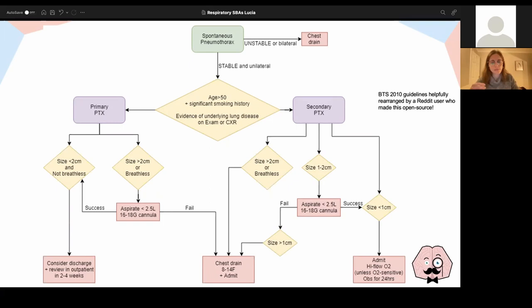Now, if it's a 1 to 2 centimeter pneumothorax, you might just aspirate a little bit and see if you can make it better and re-x-ray. But if it's a large pneumothorax, so the patient is very symptomatic and this is a secondary pneumothorax, then you just go straight for a chest drain and admitting the patient.